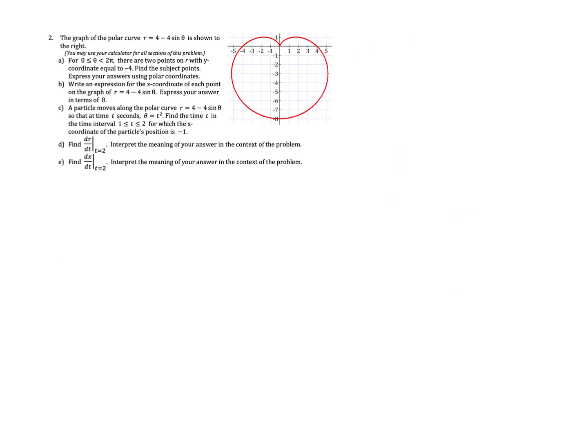The graph of the polar graph r is equal to 4 minus 4 sine θ is shown to the right, for 0 ≤ θ < 2π. There are 2 points on r with y coordinate equal to -4. Find the subject points. Express your answers using polar coordinates.